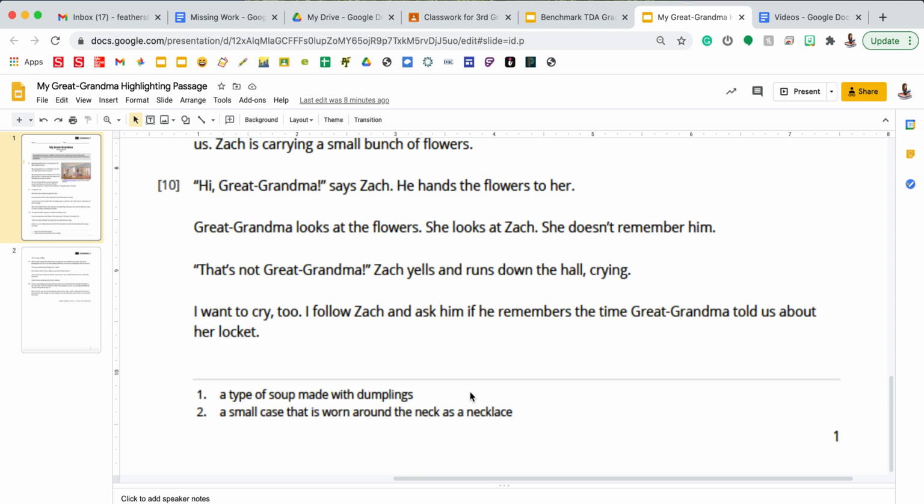Great Grandma looks at the flowers. She looks at Zach. She doesn't remember him. "That's not Great Grandma!" Zach yells and runs down the hall crying. I want to cry too. I follow Zach and ask him if he remembers the time Great Grandma told us about her locket.